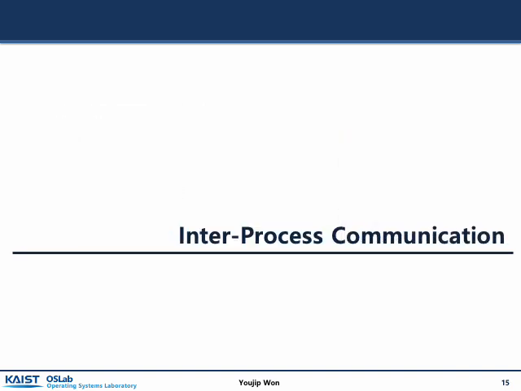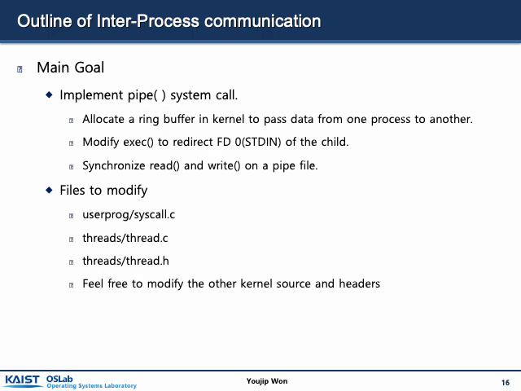From now on, we will deal with additional tasks for extra credit. So we're going to deal with inter-process communication. The main goal of inter-process communication is implementing the pipe system call.